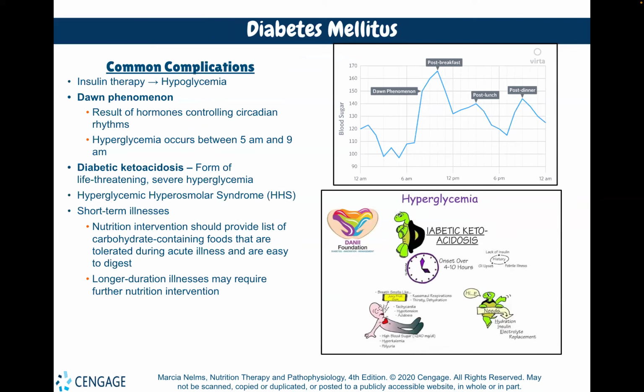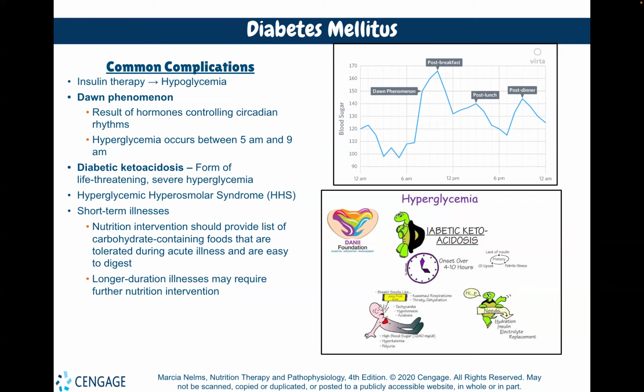These are some common complications that we see with diabetes. One is the dawn phenomenon. What we see with this is that the hormones that control the circadian rhythm can actually cause hyperglycemia in the earlier morning hours. So if patients are noticing this, we can help to adapt their eating pattern to mitigate this in their whole regimen.